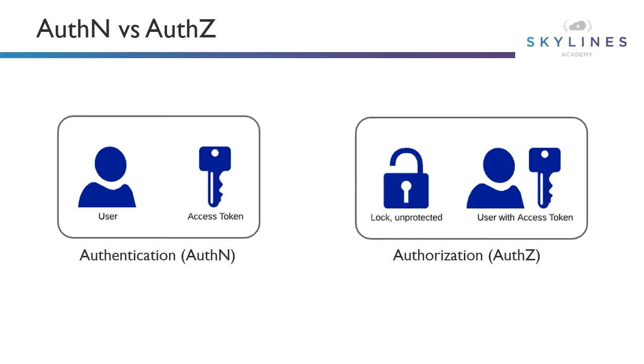Going back to our apartment analogy, once you have been authenticated and given a key, you can now only unlock the door to your apartment with that key. You are not authorized to access any apartment in the complex except for yours.